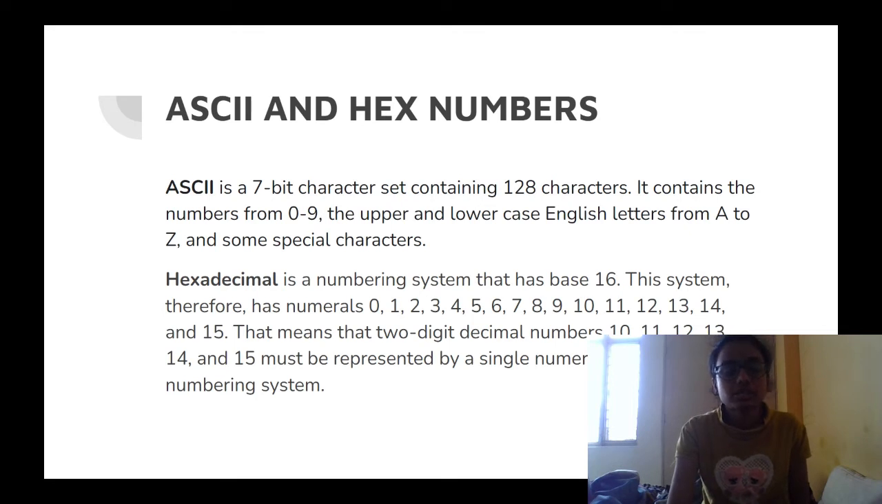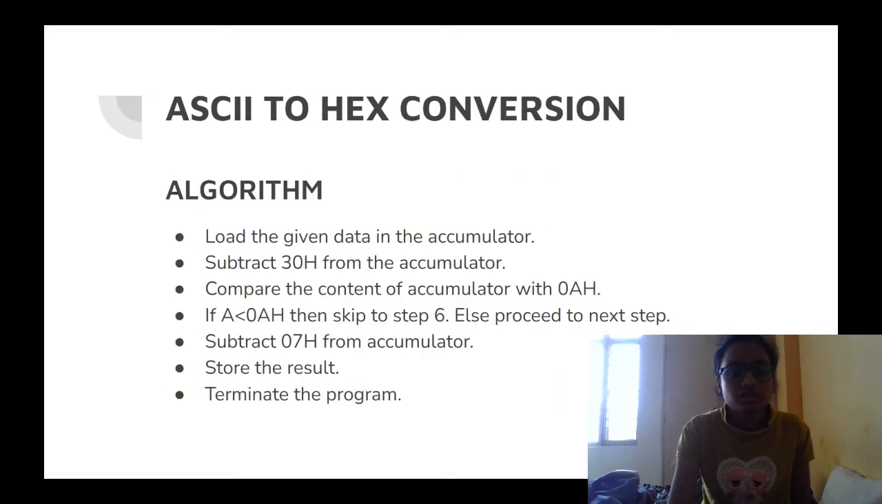And hexadecimal is a numbering system with base 16. It contains 0 to 9 digits and A to F letters. So instead of 10, 11, 12, 13, 14, 15, we use A, B, C, D, E, F. Now let's see the conversion.